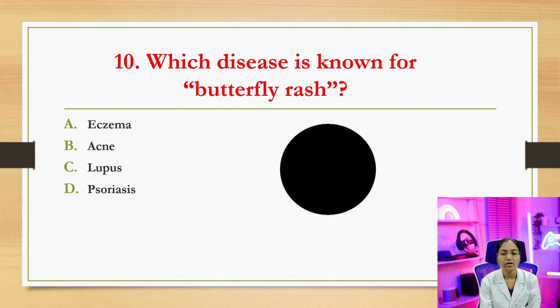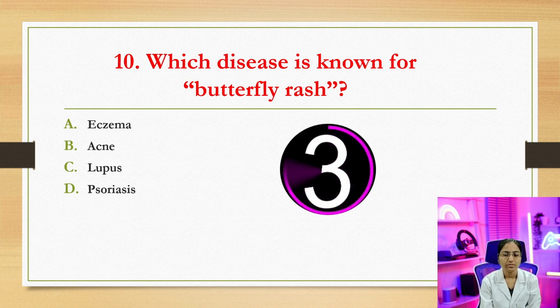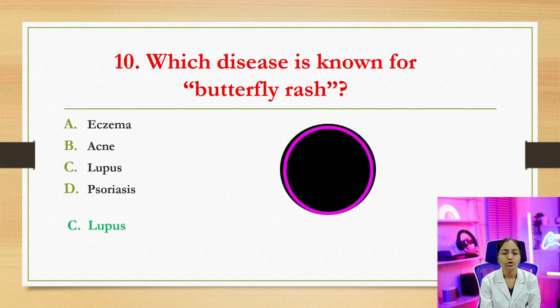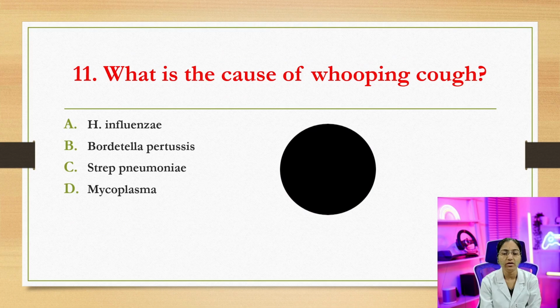Which disease is known for butterfly rash? Here are the options. Right option is lupus. We'll move to the next one.